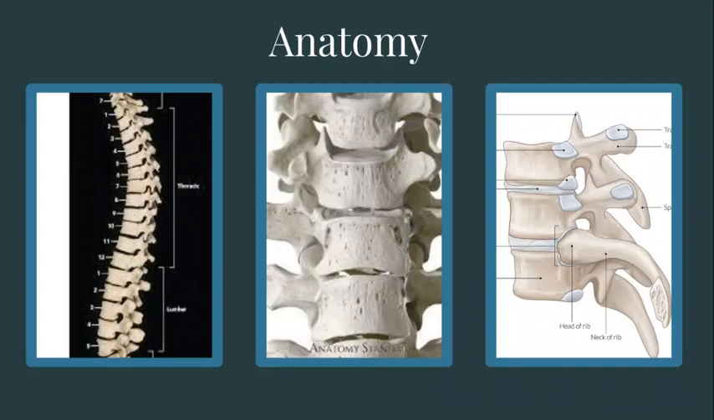I'll start by explaining the spinal anatomy. The spine is composed of 33 bones, called vertebrae, divided into 5 sections: the cervical, thoracic, and lumbar spine sections, and the sacrum and coccyx bones. Intervertebral discs separate each vertebra.